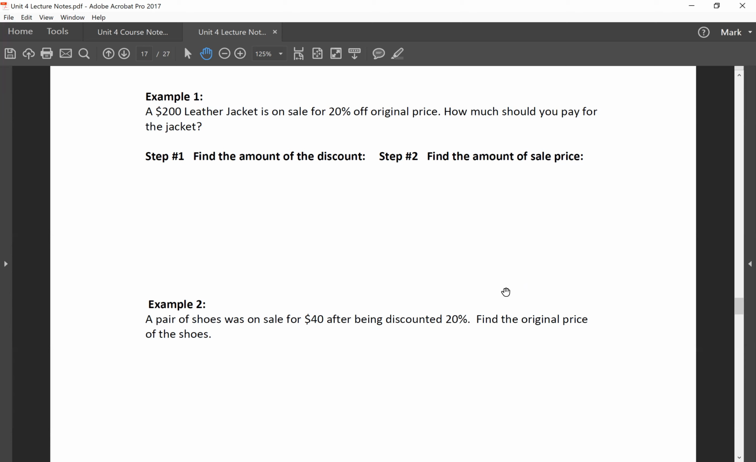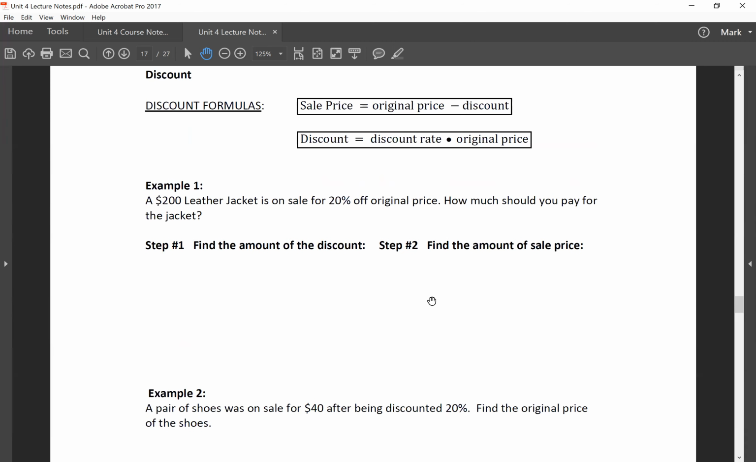A $200 leather jacket. That is the selling price, the sale price. If you're wondering how you would know the difference between cost and selling price, if it's cost, it will mention it. It will explicitly say the business bought the leather jacket at a cost of blank. This discount has nothing to do with cost. This is all about what the consumer will pay.